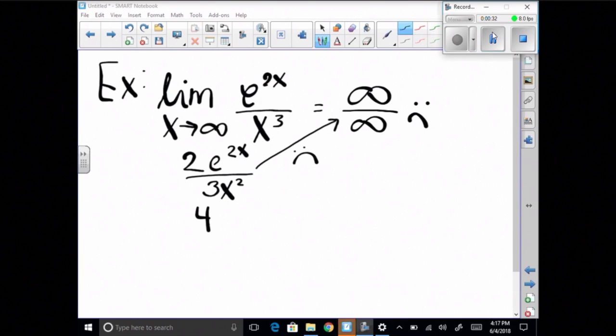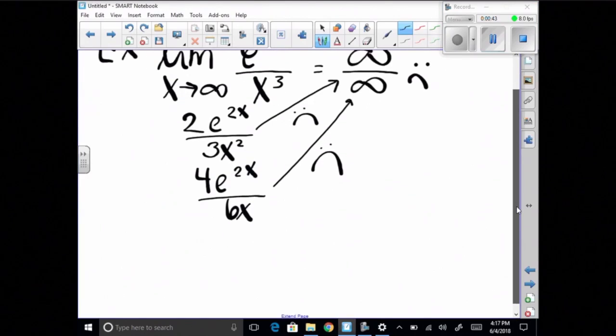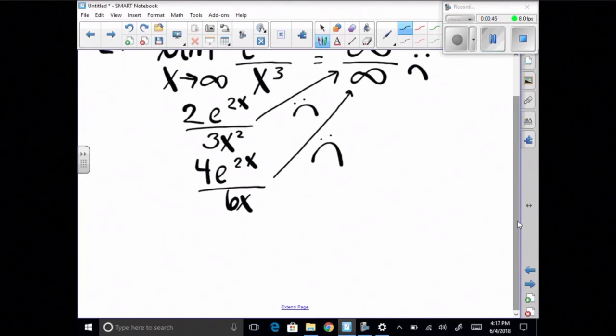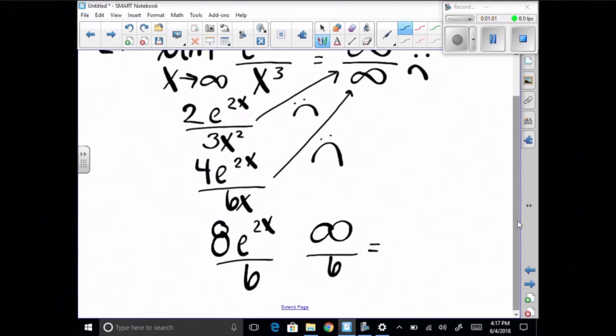Then it'll be 4e to the 2x over 6x, which again will give you infinity over infinity, which is still not good. And then if you take the derivative one more time, you will get 8e to the 2x over 6. You can now plug in your initial value again, which will give you infinity over 6, giving you the answer of infinity.